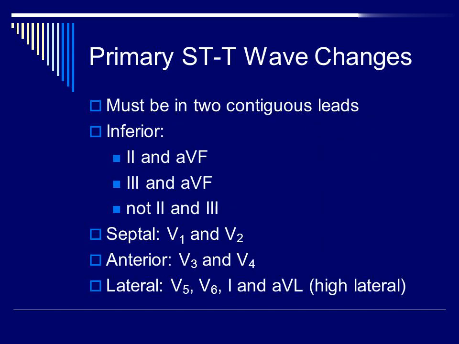Primary ST/T wave changes must be in two contiguous leads. Inferior: II and aVF, III and aVF, not II and III. Septal: V1 and V2. Anterior: V3 and V4. Lateral: V5, V6, I and aVL, high lateral.